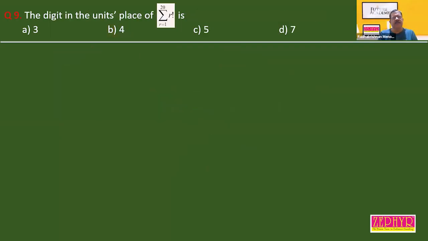The digit in the unit place of sigma r equal to 1 to 20, r factorial. When you put r equal to 1, you are getting 1 factorial, plus r equal to 2, 2 factorial, then 3 factorial, plus 4 factorial, plus etc., plus 20 factorial.